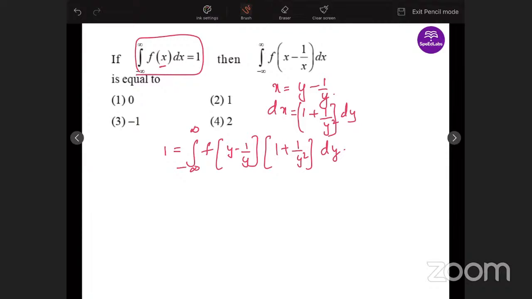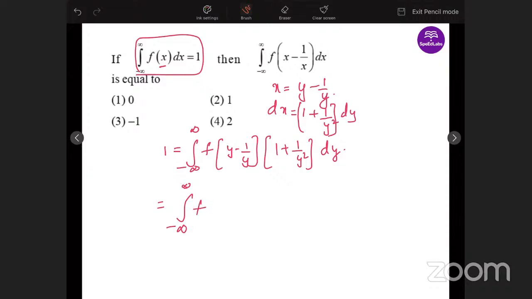So now, can we write this as an integral? What will be the limits here, as we have changed, right? How will the limits change? Putting x as minus infinity to get the value of y, what will the new limits be? Sir, the same: minus infinity will remain, and infinity will remain infinity.